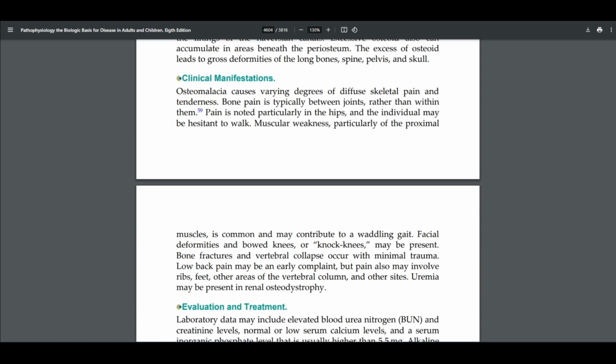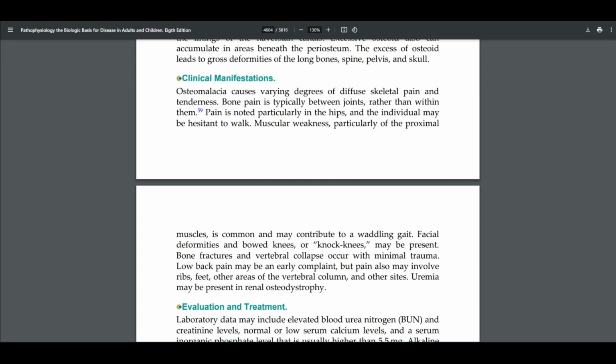The excess of osteoid leads to gross deformities of the long bones, spine, pelvis, and skull. So, our clinical manifestations. Osteomalacia causes varying degrees of diffuse skeletal pain and tenderness. Bone pain is typically between joints rather than within them. Pain is particularly in the hips, and the individual may be hesitant to walk.